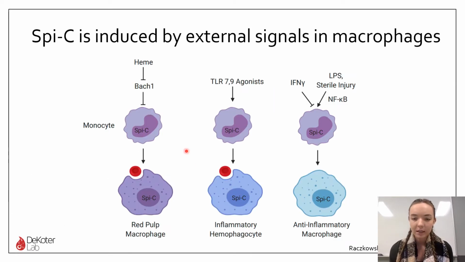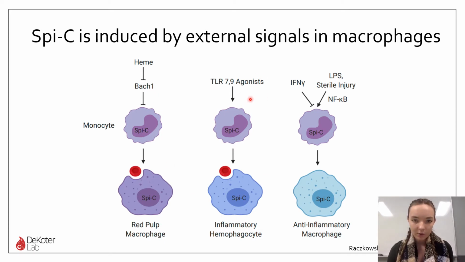Now, most of the work on Spi-C has actually been done in the myeloid lineage, and 3 major roles for Spi-C in the myeloid lineage have emerged. The first, on the left here, is that Spi-C is required for the generation of red pulp macrophages. These are a subset of macrophages present in the red pulp of the spleen, and they phagocytose senescent red blood cells and maintain iron homeostasis in the body. Spi-C becomes highly activated in monocytic precursors in response to the metabolite heme. How this works is that the transcription factor Bach1 is a constitutive repressor of Spi-C, but the binding of heme to Bach1 de-represses Spi-C and allows it to exert its role.